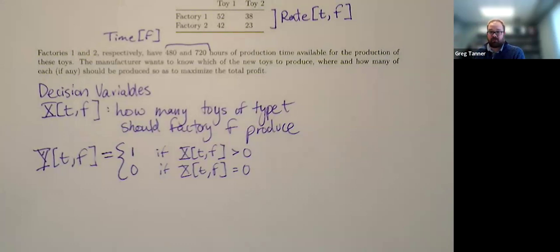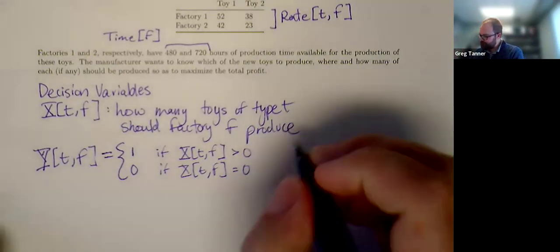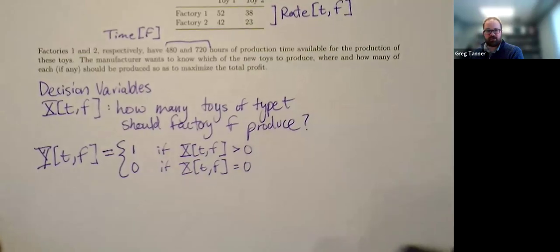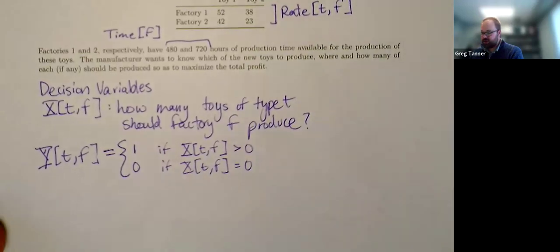Okay, so those are our two decision variables. Note that we'll have 4 of each because there's 2 toys and 2 factories. If you had more toys and more factories, you could just scale this up and have T go through all the toys and F go through all the factories. So that's our decision variable. Now let's get into our objective next.